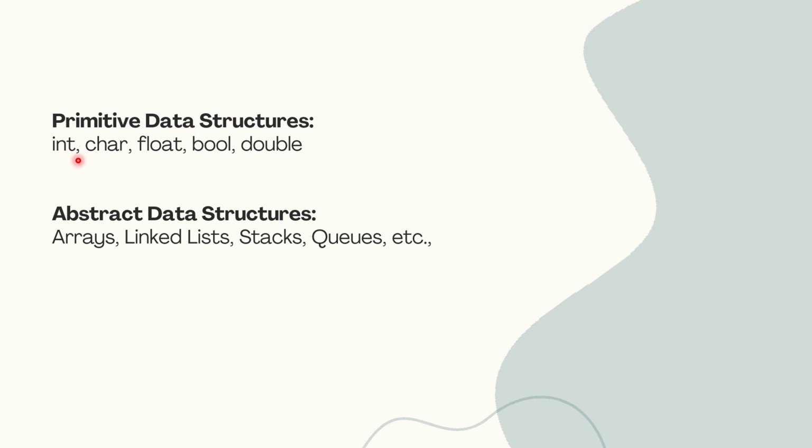So int is an integer. Char in the sense it's a character. It's a data type, right? Float, floating point numbers. Bool, boolean. It's like true or false. And you have double, with more decimal places than float, right? So that is about the primitive data structures. Talking about the abstract data structures, these are the important ones. We are going to focus a lot on these in this series of data structures, right? Arrays, you can have linked lists, you can have stacks, you can have queues, etc.